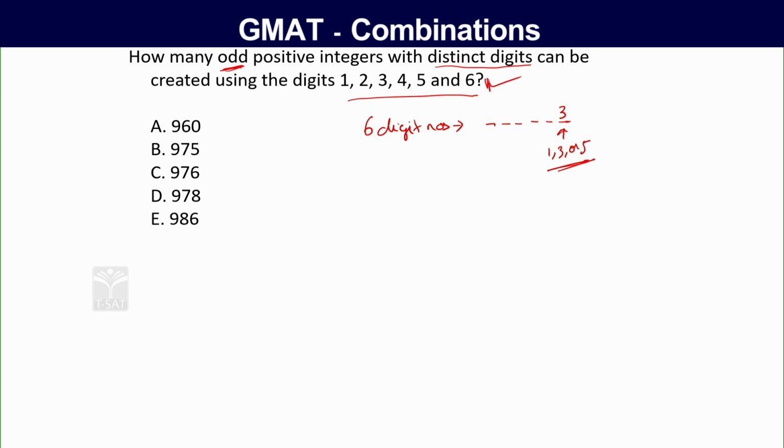5 digits. From 1 to 6 there are totally 6 digits, but now you are left with 5 because you are filling the units digit with an odd digit. So, you are left with 5 options. So, this can be filled in 5 ways, this can be filled in 4 ways, and then this can be filled in 3 ways, this can be filled in 2 ways, this can be filled in 1 way.